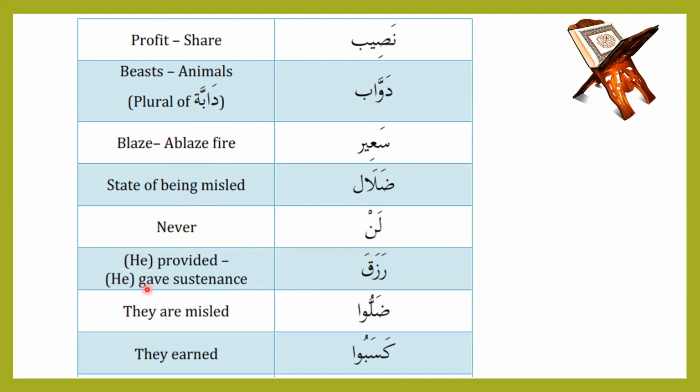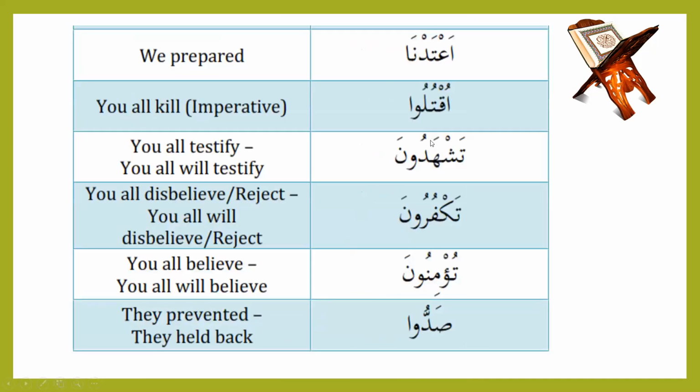Razaka, he provided or he gave sustenance, is a past tense. Ballu, they are misled. Kasabu, they earned. Tonight the vocabulary is a lot. A'tadna means we prepared. A'tadna lil kafirina sa'ira, and we have prepared for the disbelievers a blaze fire.